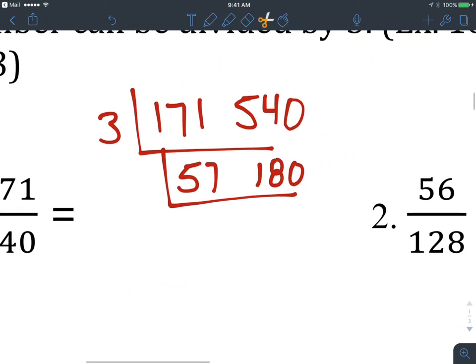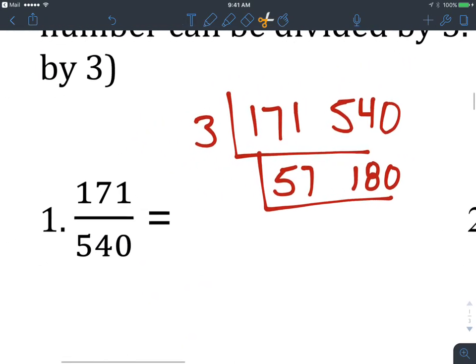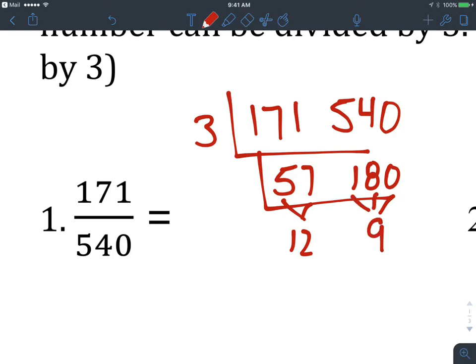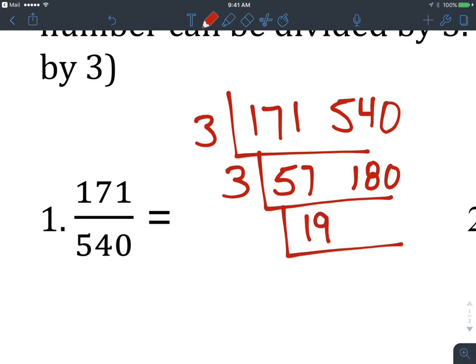Now continuing to look at this problem, I've got 57 and 180. Is there a number that goes into 57 and 180? You might be tempted to say no, but let's add the numbers first. 5 plus 7 would equal 12, which is a multiple of 3. And then 1 plus 8 plus 0 equals 9, which is also a multiple of 3. Meaning that 3 is going to be able to go into both of these numbers. 3 goes into 57 19 times. I'll let you do the work for that. And 3 goes into 180 60 times.